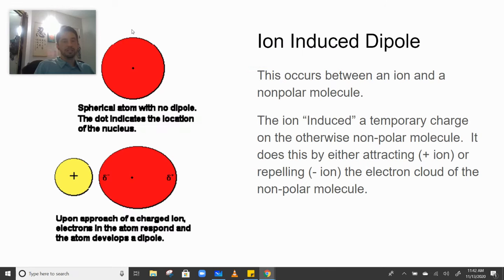Ion-induced dipole is a little bit trickier. So think about an ion. An ion has a full positive or a full negative charge, right? You get an ion and you get a molecule or an atom that has no dipole. That ion comes in. If it's a positive ion, it's going to attract the electrons towards itself. So one side of that nonpolar molecule now will have a slightly negative side to it, and then the other side will be slightly positive.